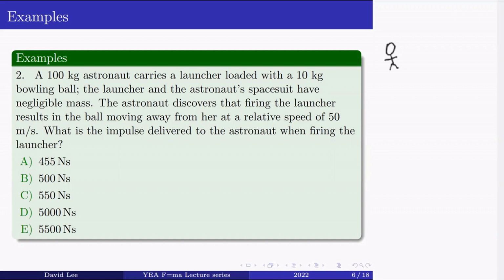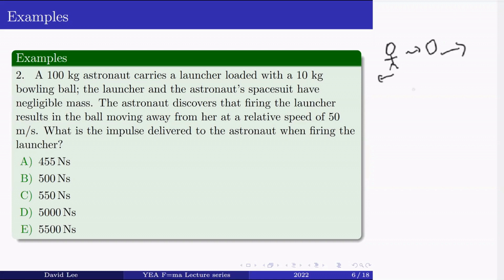and it applies a force on the bowling ball, and so the bowling ball gets launched away. But by Newton's third law, the bowling ball will also have to apply a force on the astronaut. So the astronaut gets launched that way. And what happens? Well, we don't know how much time the force took, but we do know that whatever force the astronaut applied on the bowling ball, the bowling ball also applied the same force on the astronaut.